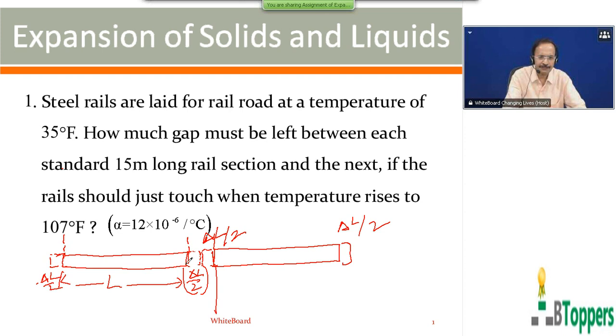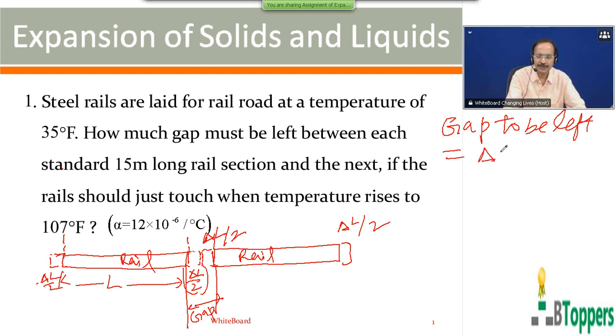That means the gap that should be left, this is one rail here, this is the adjacent rail. So the gap that should be left in between the two rails should be equal to delta L by 2 plus delta L by 2, that is delta L. That means the gap that should be left is equal to the maximum possible increase in length of each rail when temperature varies by the maximum possible amount. So increase the length, you can write alpha into original length into increase in temperature.